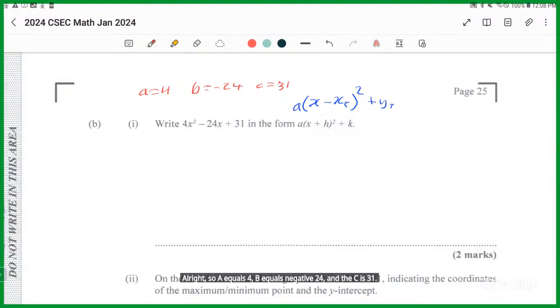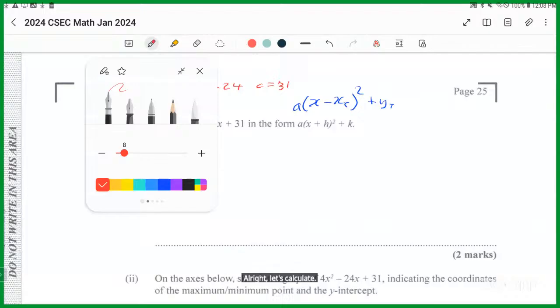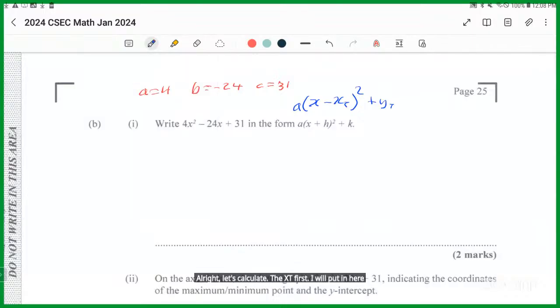Alright, let's calculate the xt first. I will put in here the xt. So the xt that we need is minus b divided by 2a.